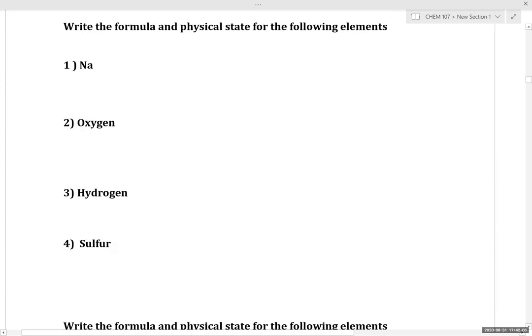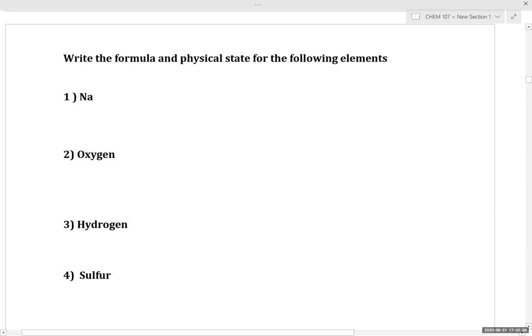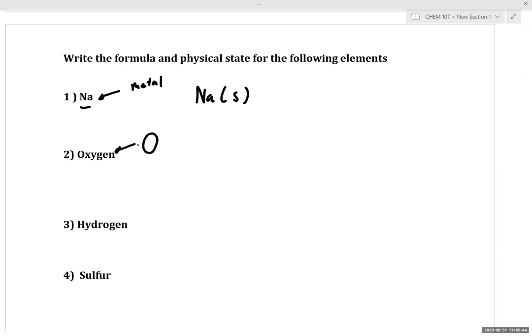Let's take a moment and let's try to write the formula and physical state for the following elements. And I'll start us off here. So first and foremost, Na. So this is referring to sodium. Okay, so we know that it's a metal. So for metals, metals exist as atomic elements and are solids at room temperature in the majority of cases. Oxygen, that's referring to the element with the symbol O. You're going to need to be familiar with, as I discussed last lecture, both the names and symbols of the first 36 elements, including iodine as well.